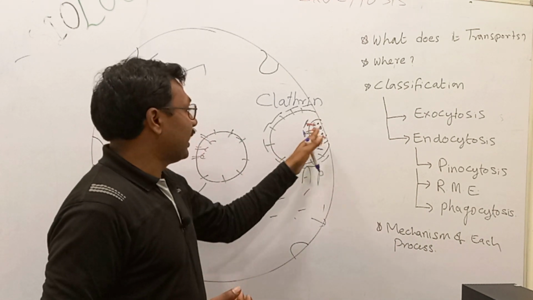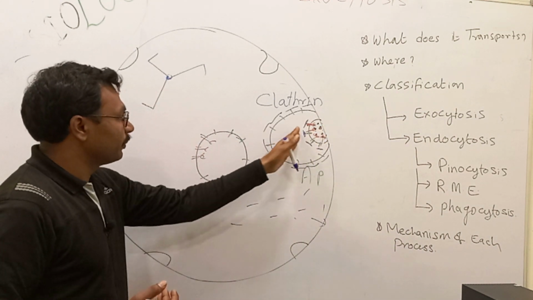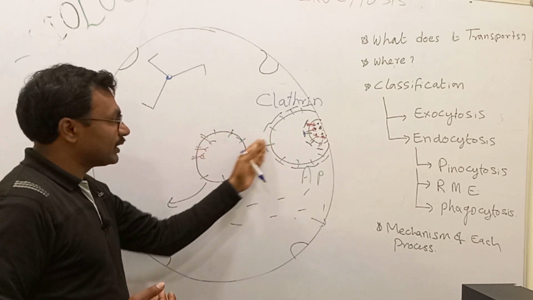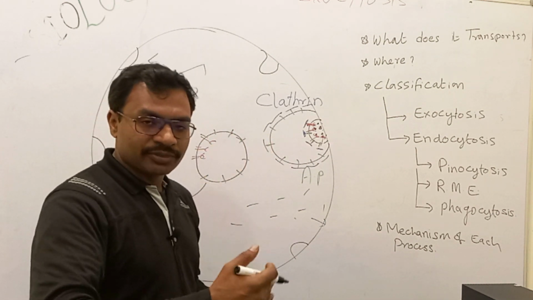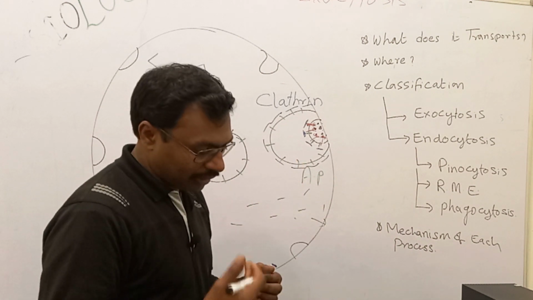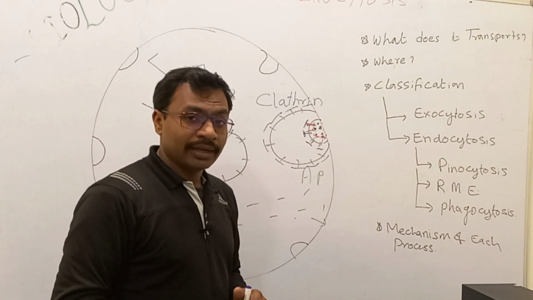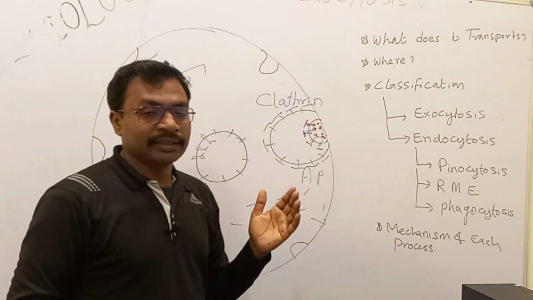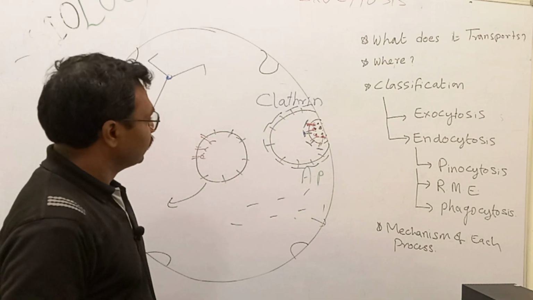As the endosome moves, primary endosome, late endosome, lysosome, what happens? The pH decreases. It becomes more and more acidic as the endosome moves towards the destined area.